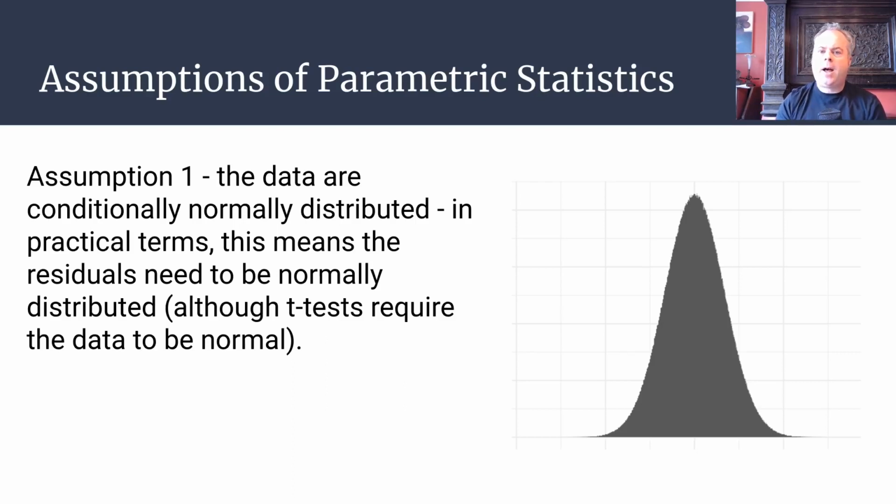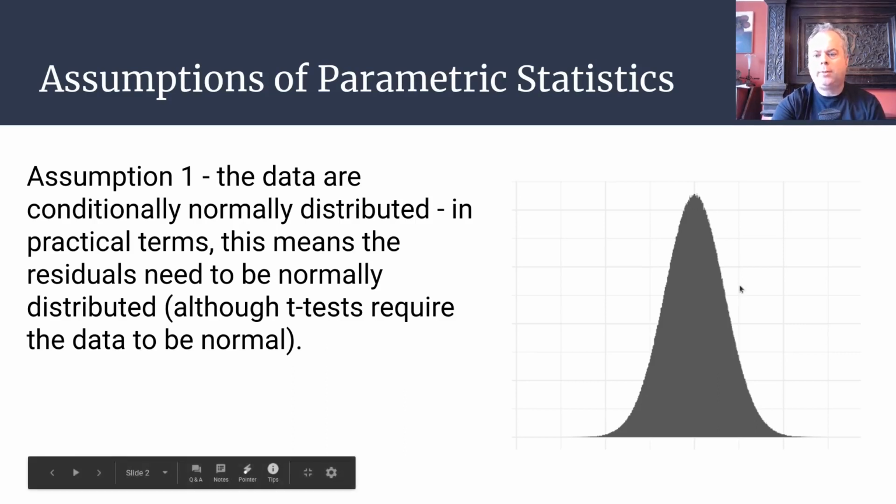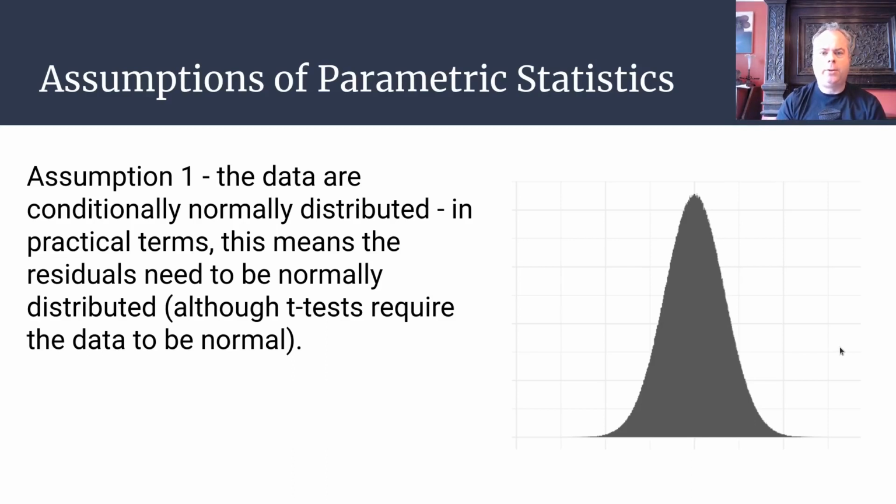So when we test the assumptions of the various models that we build, one of the assumptions that we're going to test and examine graphically is this assumption here. And what we want to see is that the pattern of the residuals, so the data minus the model conditional on the data, are actually normally distributed. The only tests, as far as I'm aware, that actually require the data themselves to be normally distributed are t-tests. And this is what a normal distribution looks like here. So it's only t-tests that require the data themselves to be normally distributed.